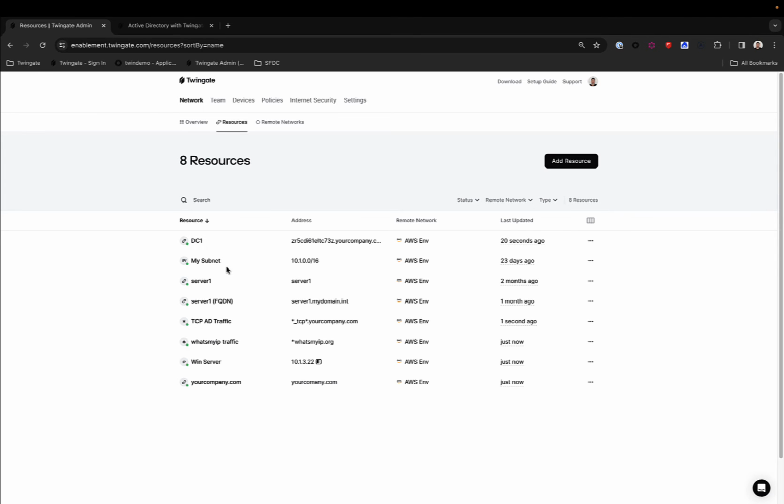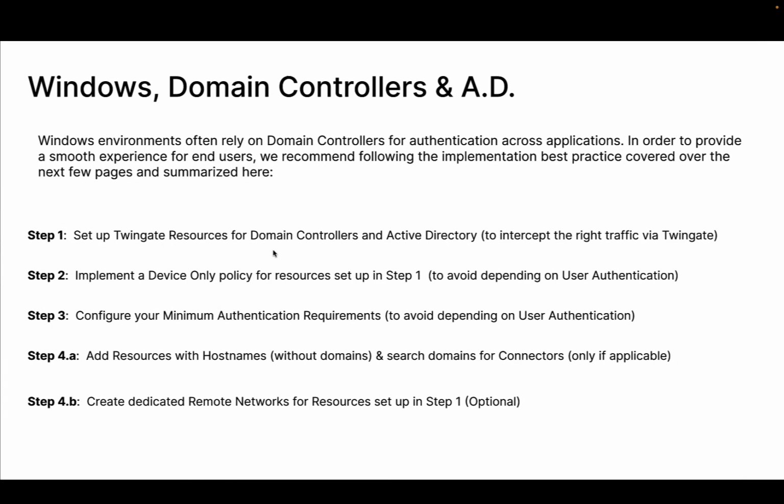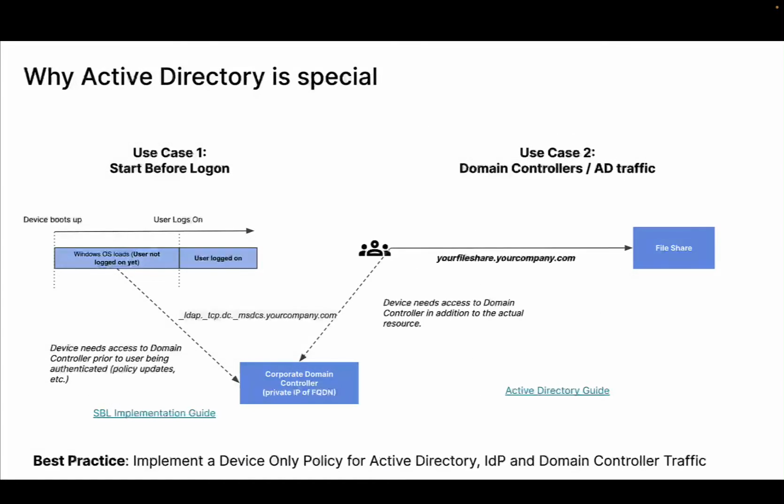That's a great start. That actually covers, I believe, step one. And because everyone has access to those resources, it means that traffic for Active Directory, traffic to the domain controllers and on your domain are going to be intercepted by the TwinGate client. Now, the second thing you need to do is, if you think about it, your devices, again, need to be able to access the domain controllers without the user being authenticated to the operating system or to TwinGate itself.